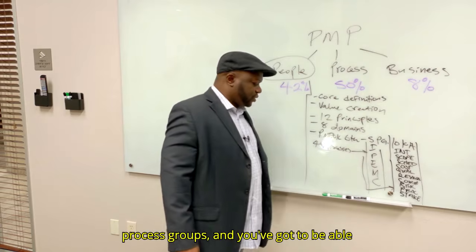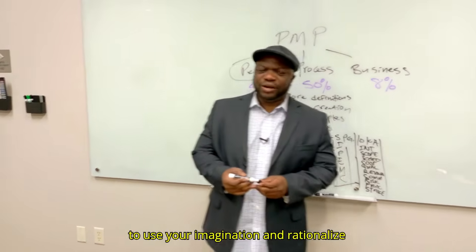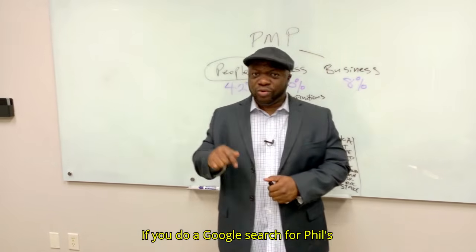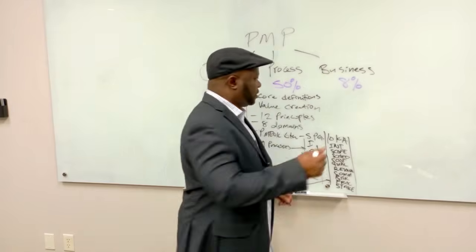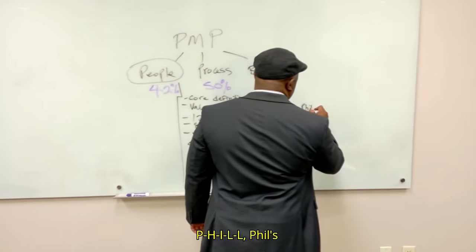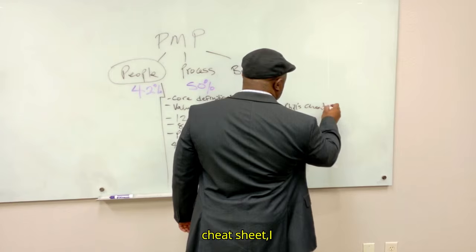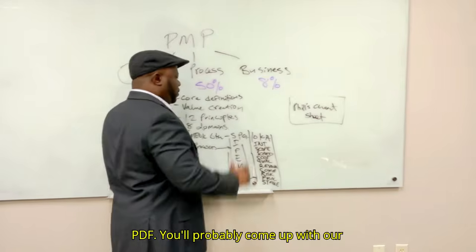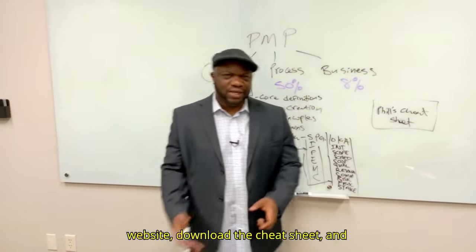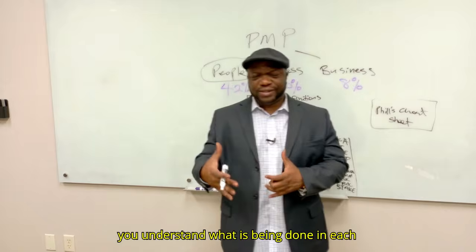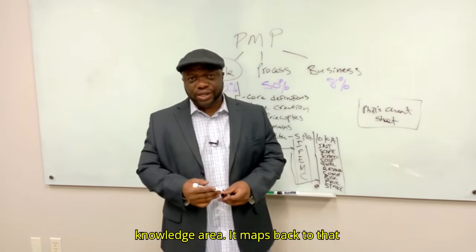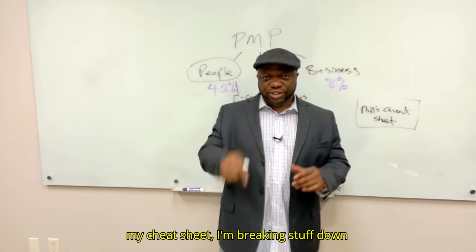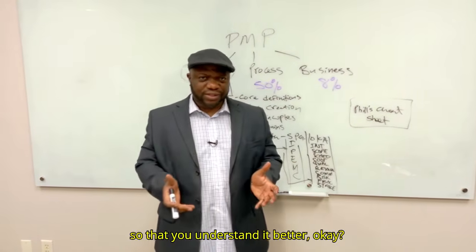Then you've got the 5 process groups, and you've got to be able to use your imagination, rationalize, and see how all of this comes together. If you do a Google search for Phil's cheat sheet, I break down the 49 processes. It's a PDF. You'll probably come up with our website. Download the cheat sheet and go through it a few times so that you understand what is being done in each knowledge area. It maps back to that table that has the 49 processes, but in my cheat sheet, I'm breaking stuff down so that you understand it better.